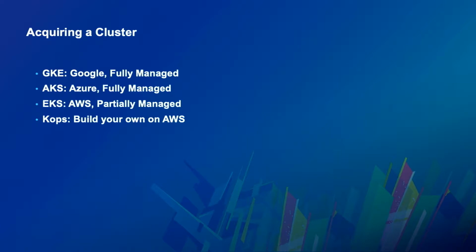AWS has EKS. That's their Elastic Kubernetes Service. And that one is coming along, but it's only partially managed. So it handles the master nodes and security in those with AWS IAM, which is really nice, but it doesn't manage any of the worker nodes. So you still have to bring your own worker nodes. It's not as easy. You have to have a little bit more tooling.